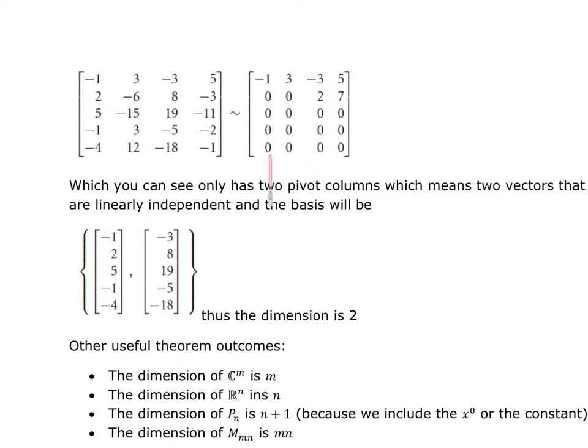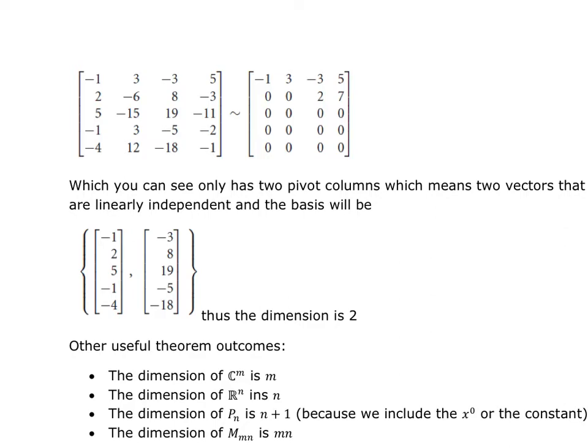That means only the first vector and the second vector are linearly independent, and the other two vectors can be formed by a scalar multiple to get to the other ones. Therefore, since those are the ones that are linearly independent, my dimension is 2.